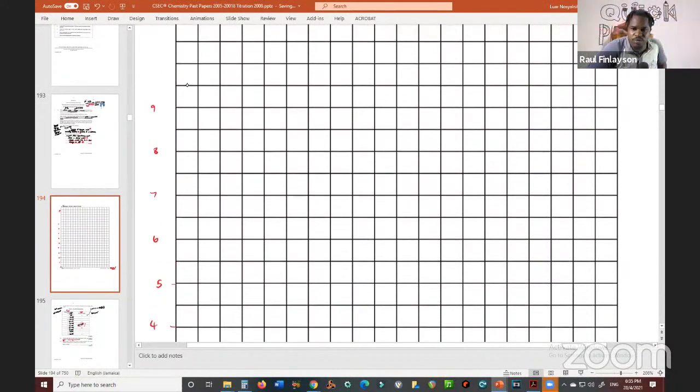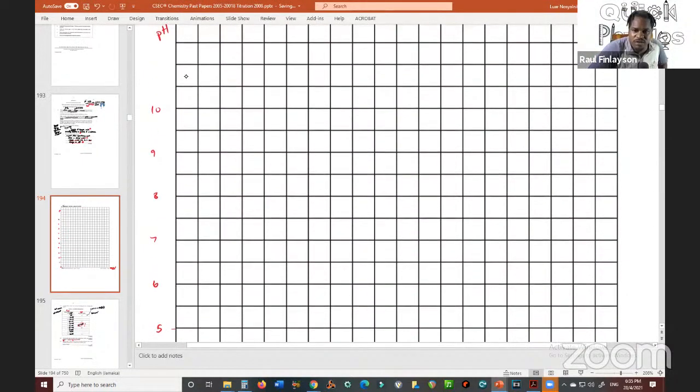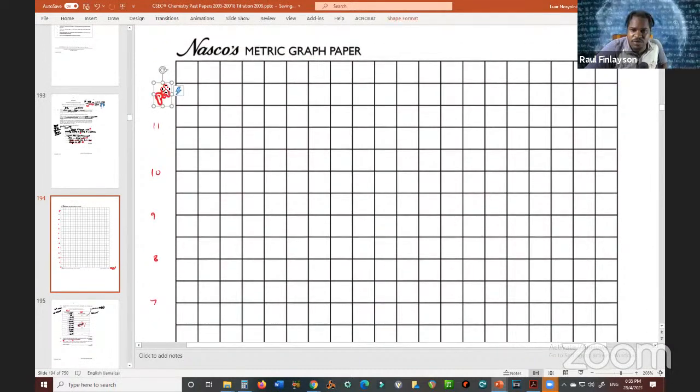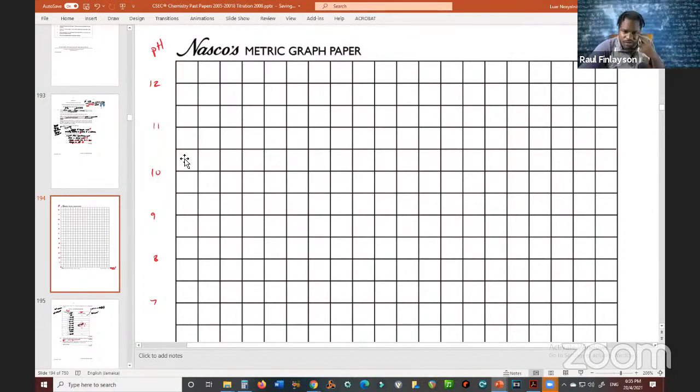Every 2 boxes are going up by 1. So that's 10. And we have 11. And all right, so we don't need 14 because the pH doesn't go all the way there. So we can stop at 12. So this is a fairly good scale.